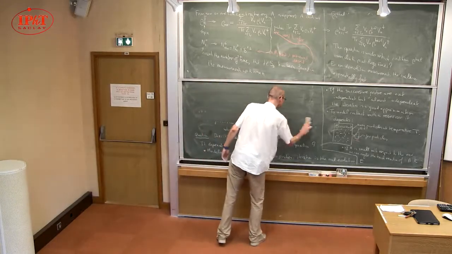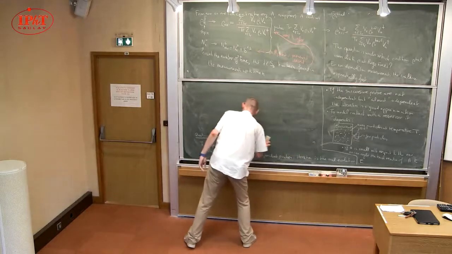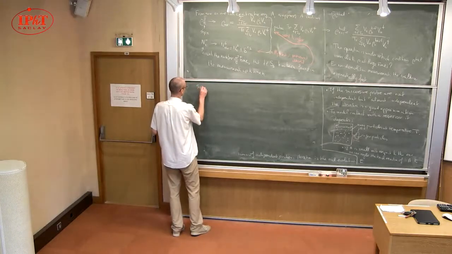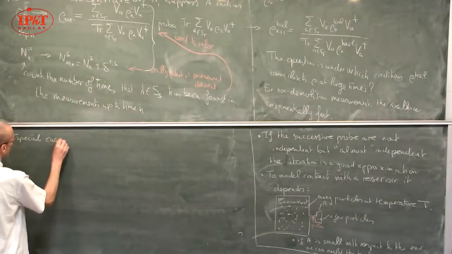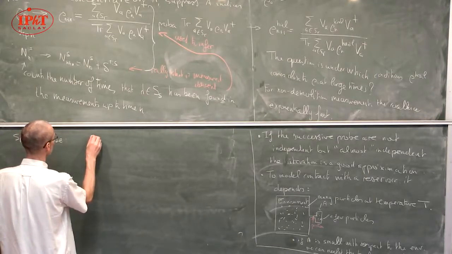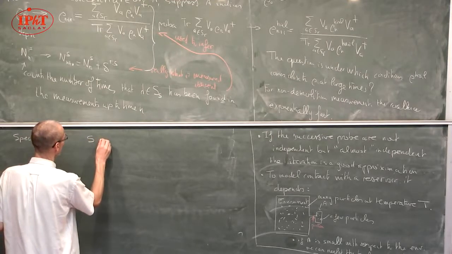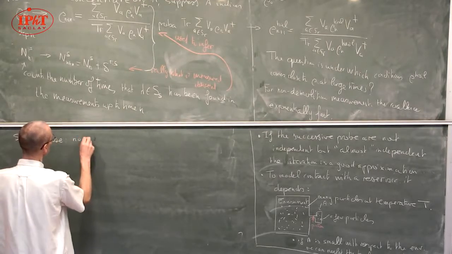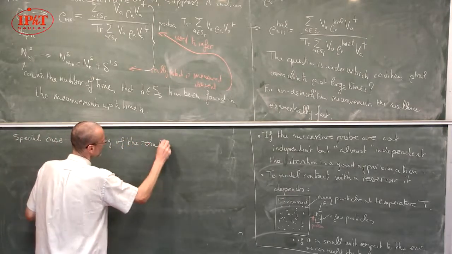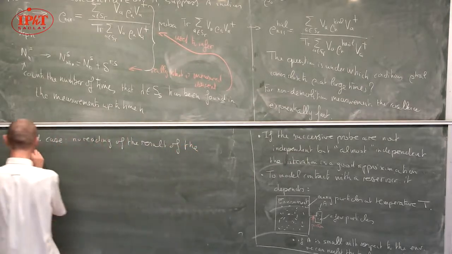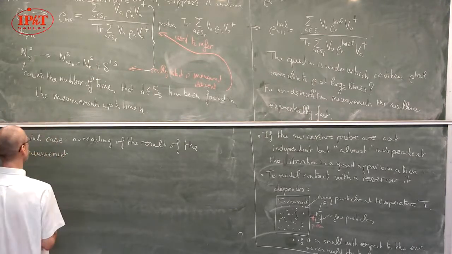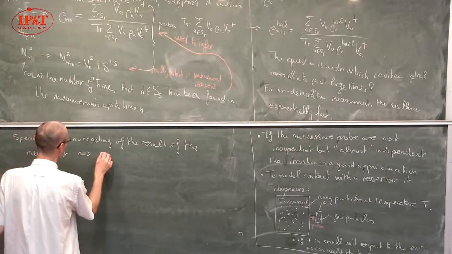So there is one case in which the discussion is quite easy. It is when you imagine a special case, which is just to say that there is no reading of the measurements, of the result of the measurement. And this is equivalent to averaging.